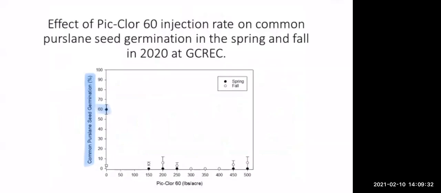Germination was low when it was not fumigated, and any fumigation rate killed 100% of the seeds. Unfortunately, in the fall, even in the non-treated, we didn't have great germination. It didn't seem to have an effect, probably because of the poor germination rate. But this data, although not perfect, does indicate that Picklor 60, even at fairly low rates of 100 pounds per acre, is able to control purslane seeds.